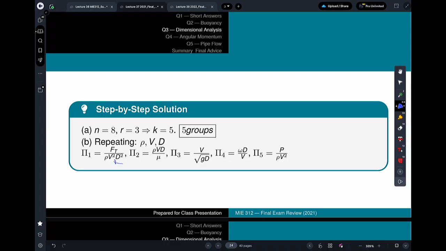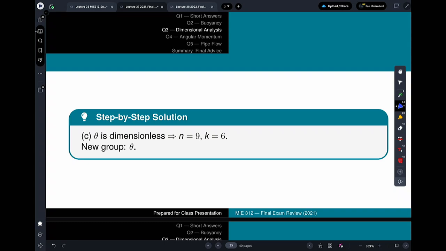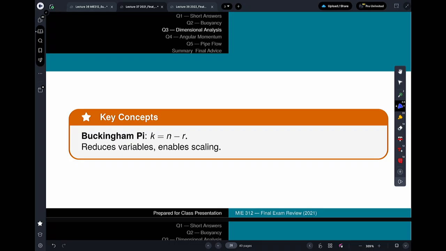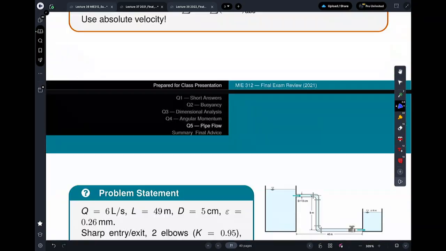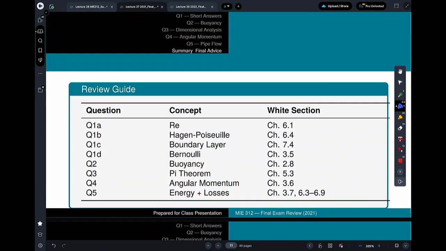So this is sort of an Euler number, I guess, Reynolds number, that's a Froude number, Strouhal number, and another Euler number. If you add in theta, so you worry about temperature, then you have 9 terms you have to add in, and you have 6 terms, and k equals n minus r, and you solve through. So you can do scaling on that, and I am going to stop with it there, and I just want to go through one sort of thing.